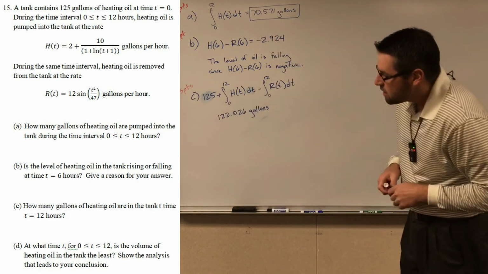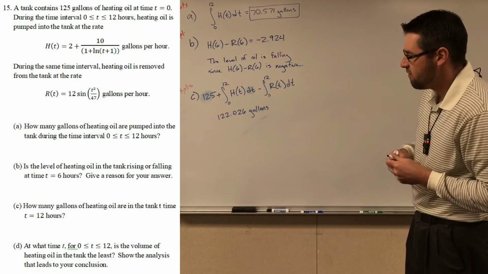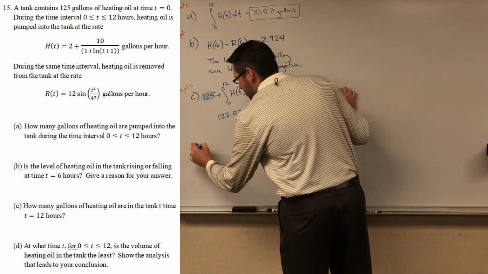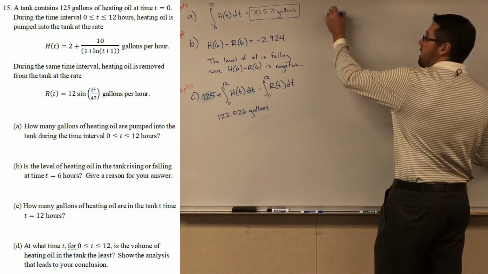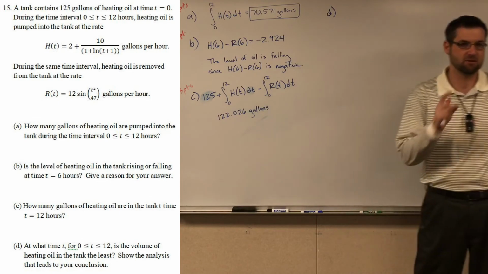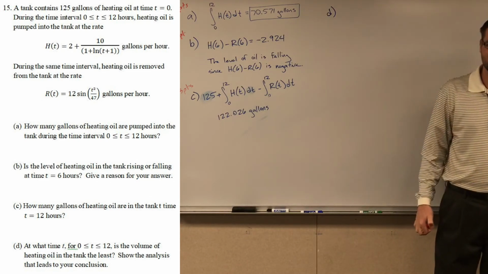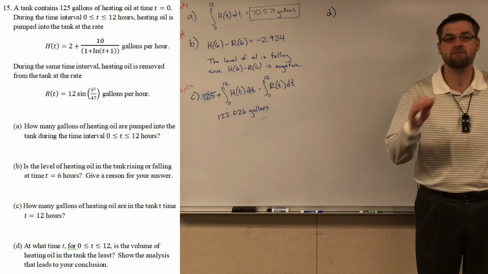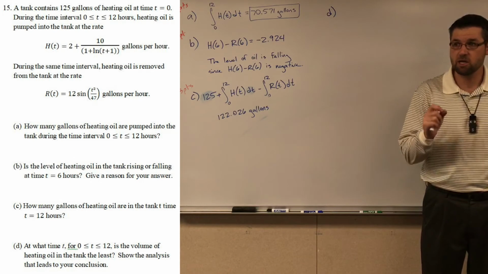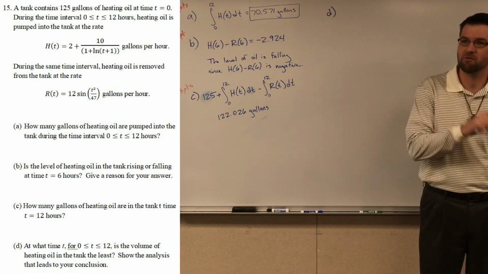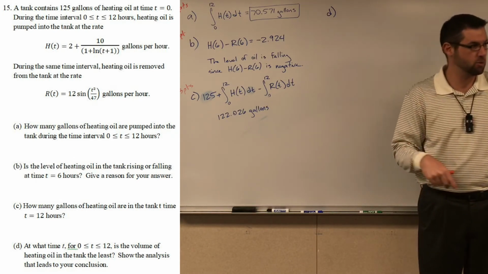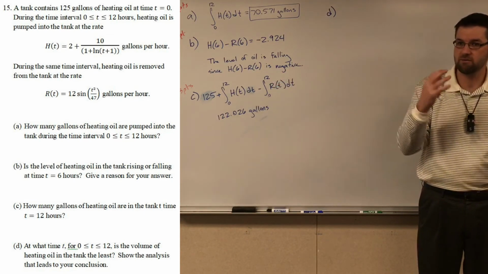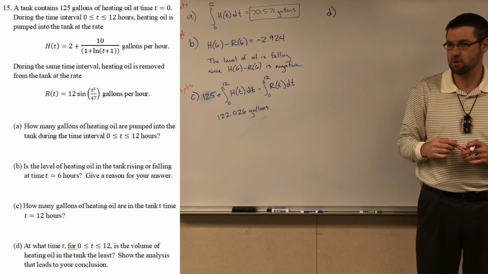All right, part D. At what time is the volume of heating oil in the tank the least? What am I asking for? I'm looking for a minimum. I'm looking for the minimum of what, though? That's the key. If I'm asking for the least amount of gallons in the tank, I'm looking for the minimum volume. If I'm looking for the minimum volume, how do I find the minimum of a volume? Take the derivative of the volume, which is what was given, right? Because the derivative of the volume is the rate. You get what I'm saying?